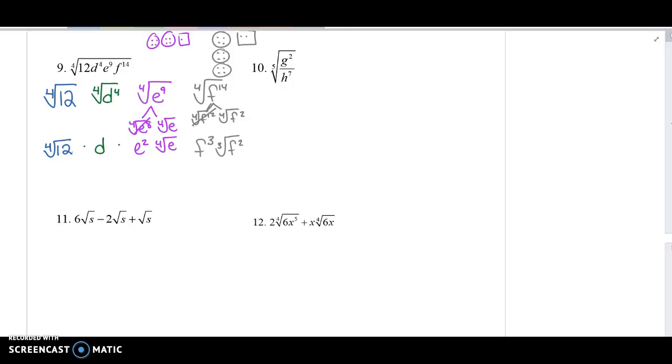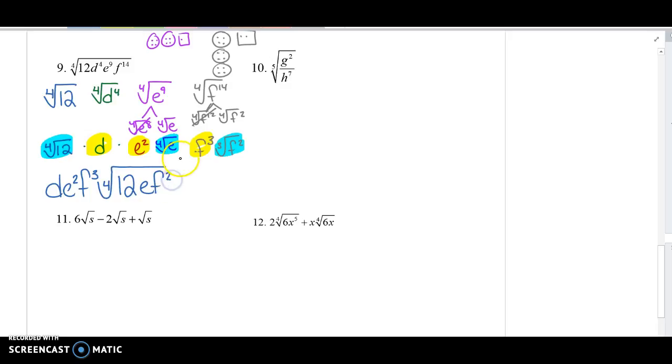All right, arranging our answers. We start with the stuff that's not under the radical. So d, e squared, f to the 3rd. Then we find all of the stuff left under the radicals, numbers, then letters in alphabetical order. So draw in a 4th root, 12 e f squared. And there's our final answer.